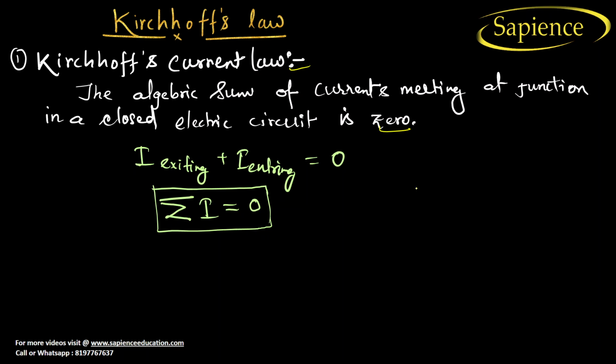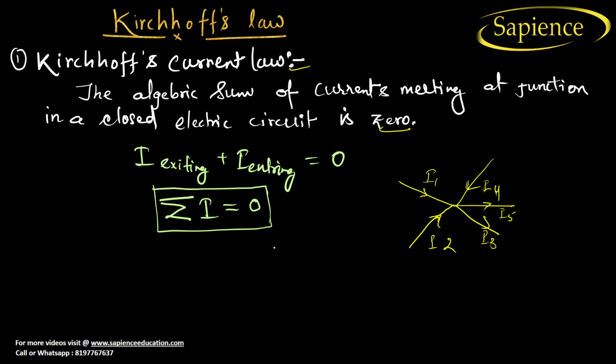See here, let us consider there is a current coming from a source which is I1, another current is coming in, this is I2, another current is going outside, another current is coming inside. So this will be I3, this will be I4. It may be possible that a current is going outside as I5. So as per this, the sum of the total current will be 0.